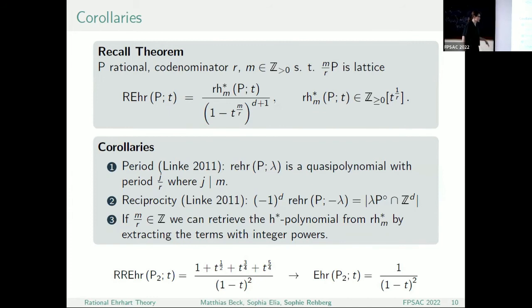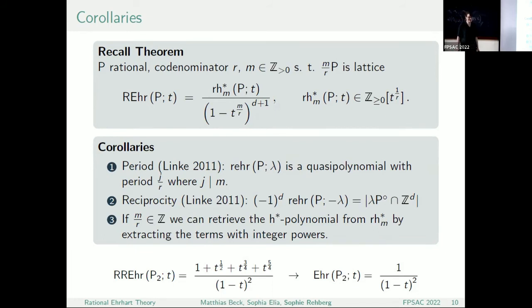Okay, we can also do reciprocity, and those things were already in the paper by Eva Linke. We can recover this here. And we can also, in the case that m over r is again an integer, which is the second canonical choice for m, retrieve the h star polynomial from the rh star polynomial by just looking at all the summands that have integer exponents. So here's the example from before. If we just take the summands with integer exponents, we are left with 1, and that's the classical Ehrhart series of this simple interval from 1 to 2.